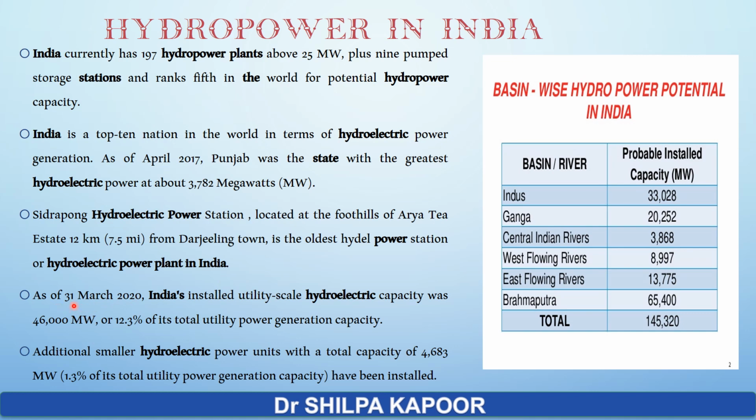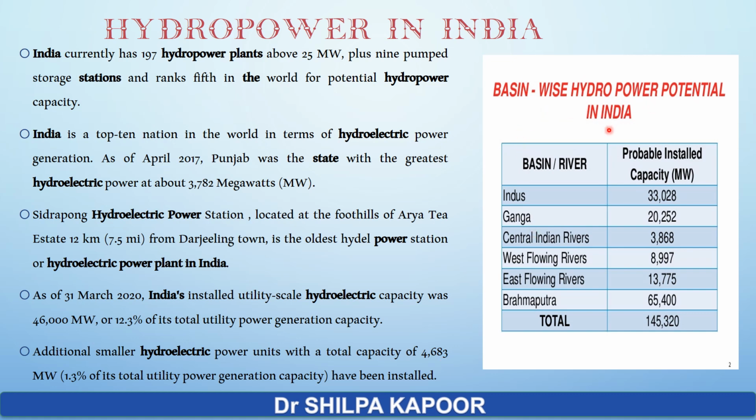As of 31 March 2020, India's installed utility scale hydroelectric capacity was 46,000 megawatt or 12.3% of its utility power generation capacity. Additional smaller hydroelectric power plant units with a total capacity of 4,683 megawatt have been installed.